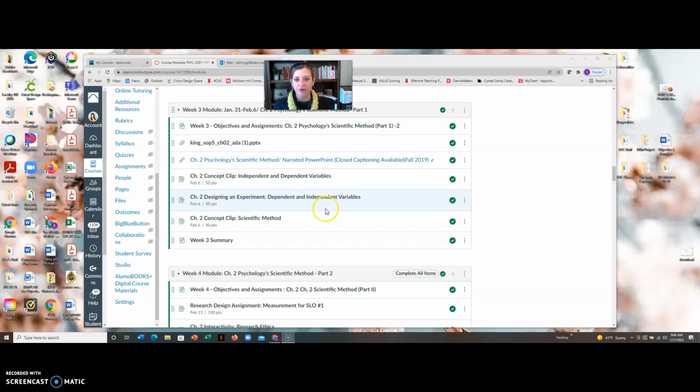Then your third and final assignment for the week is the chapter 2 concept clip over the scientific method. As you read and learn this week about the scientific method, there are certain steps that are followed. They're very methodical, they're laid out, they're consistent. Every peer-reviewed publication that is sharing findings from an experiment has gone through the scientific method. So an assignment on that.